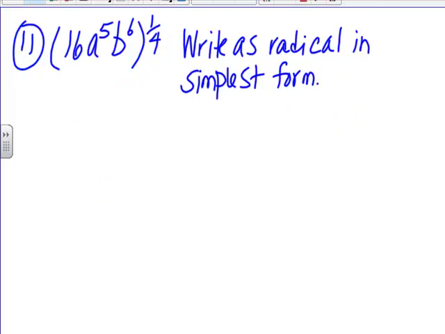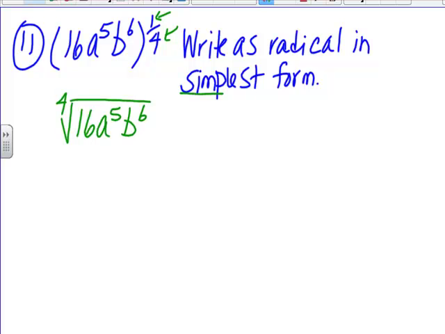So that's one direction. The other thing you might get is a problem like this, where instead you're asked to go the other way. So you might be asked to write a radical in simplest form. So power root. So what I'm going to do here is I'm going to say, well, I guess I got to take the 4th root of 16 a to the 5th b to the 6th. Simplest form though means I got to take another look at it, and it turns out the 4th root of 16 is actually 2.